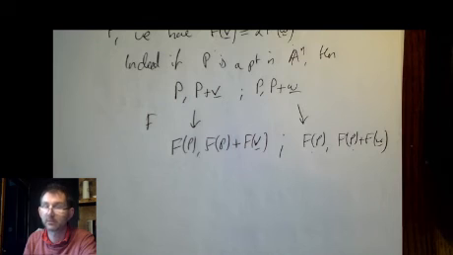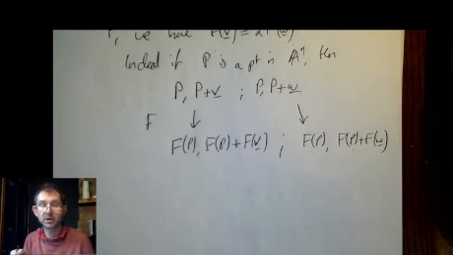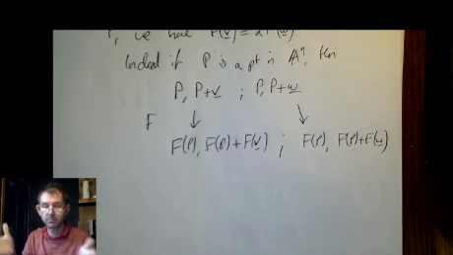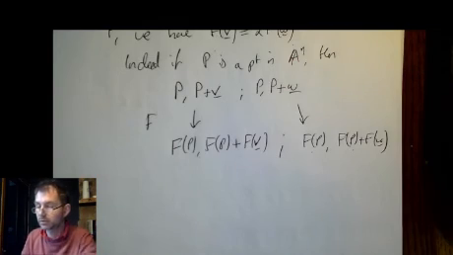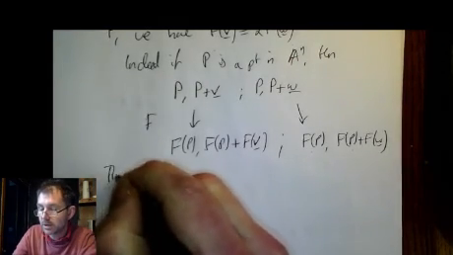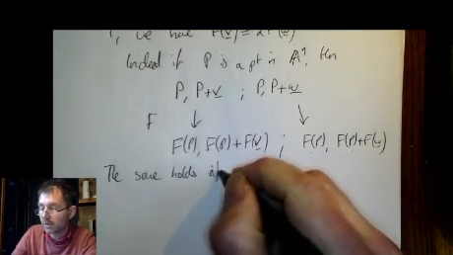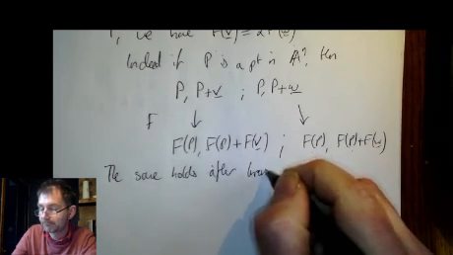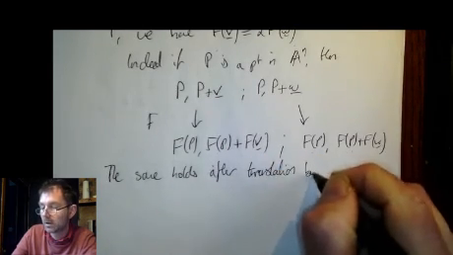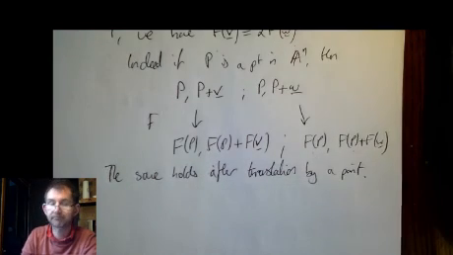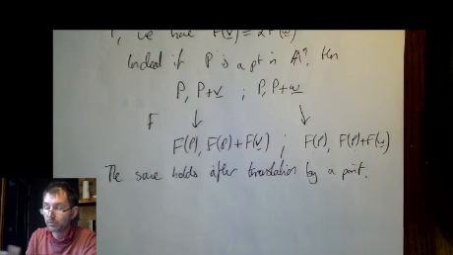But there's another type of transformation which does the same thing, and that's a translation. You can imagine in your head, if you take two line segments that are a certain proportion of each other, you just move them somewhere else, the same thing is true. So the same holds after translation by a point. And putting those two things together, we get the definition of an affine transformation.